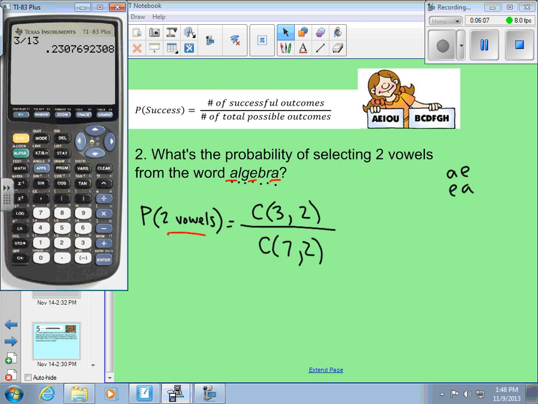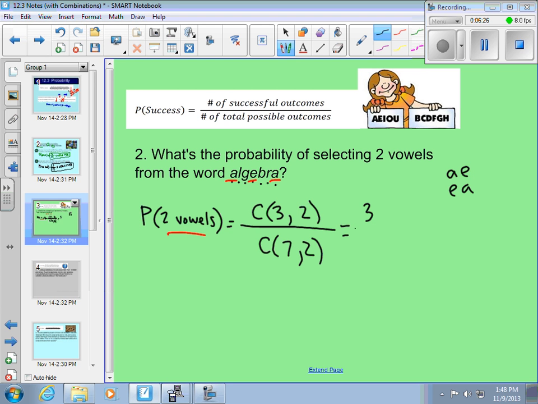Let's use our calculator to assist us here. So first on top, let's find the combination of drawing 3, combination 2, and that gives us 3 possible ways of drawing our vowels, out of how many different ways of just picking 2 letters out of this.